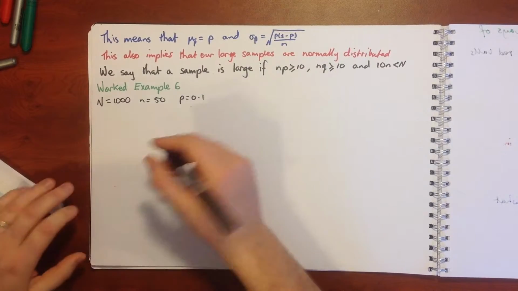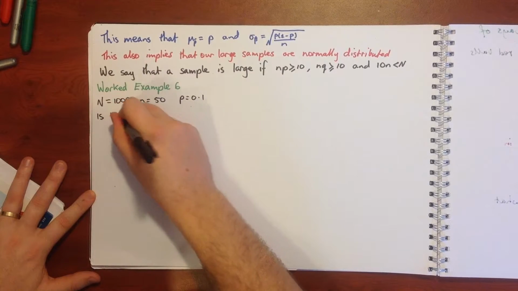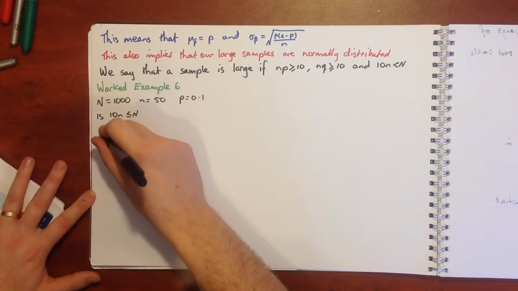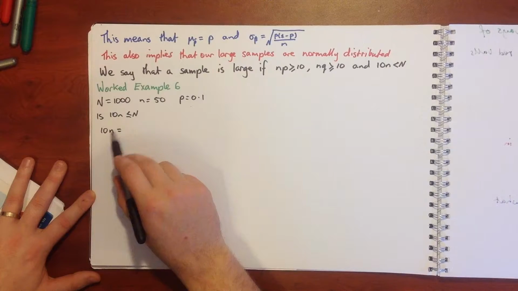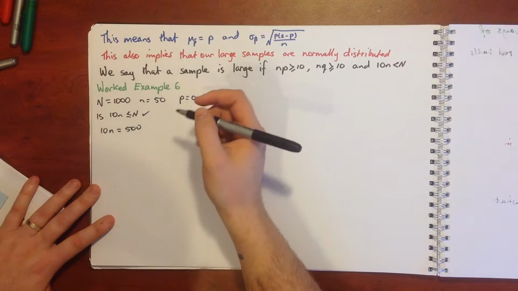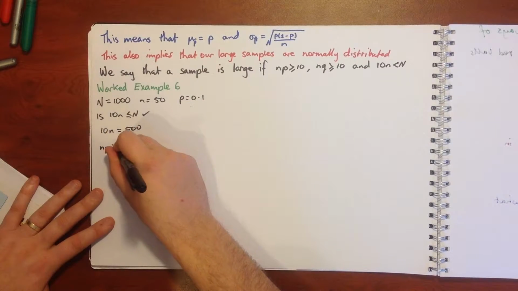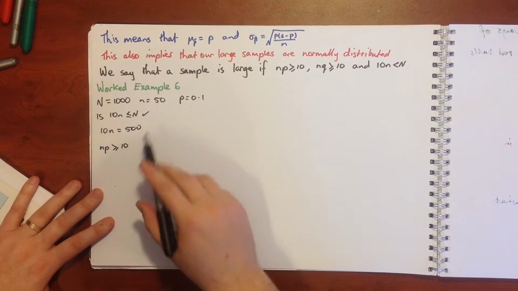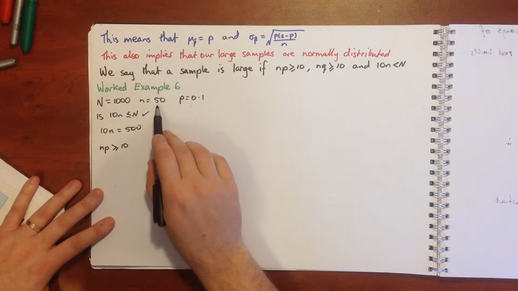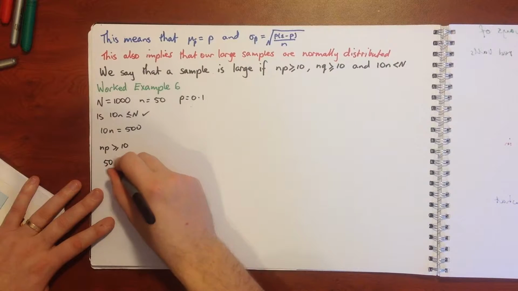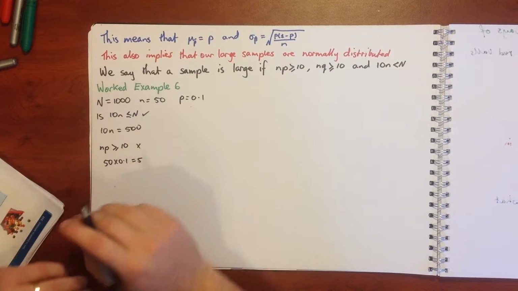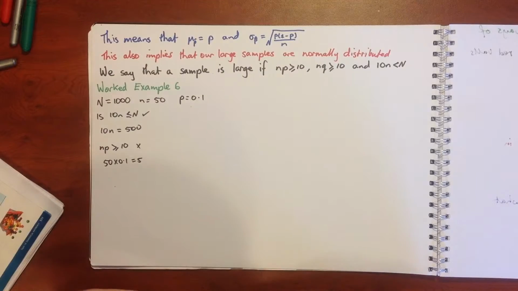So we have a look. Is 10n less than or equal to N? Well, 10n is going to be 10 times 50, which equals 500. So yep, that's satisfied. Then we ask, is np greater than or equal to 10? Well, p is 0.1, n is 50, so 50 times 0.1 equals 5. So that one's not satisfied. So that is not a large sample.